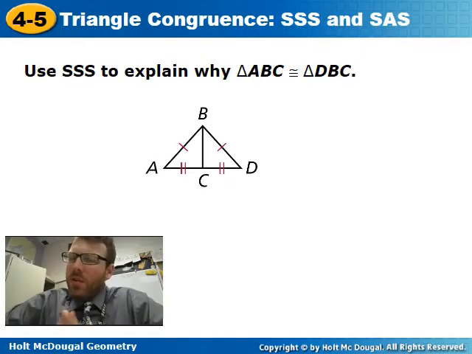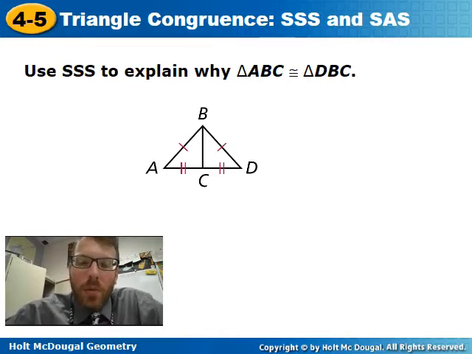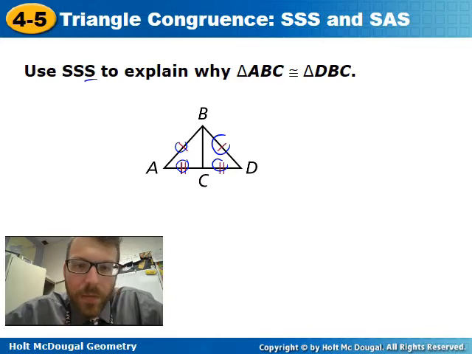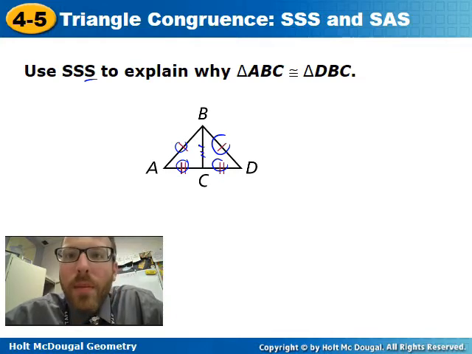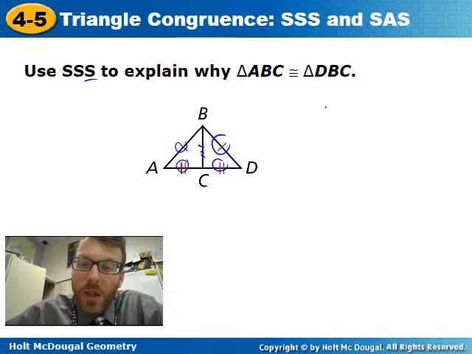All right, so let's do an example. We're going to use the side-side-side postulate to explain why triangle ABC is congruent to triangle DBC. If you look right now, we have two sides that are congruent. We need a third one. But if you notice, they share a side. They share side BC. So that means it has to be congruent to itself, which is the reflexive property, right?